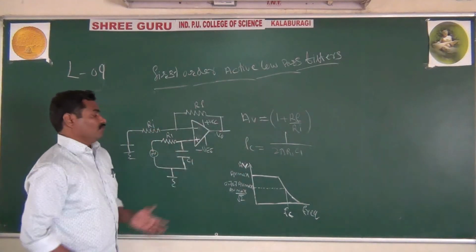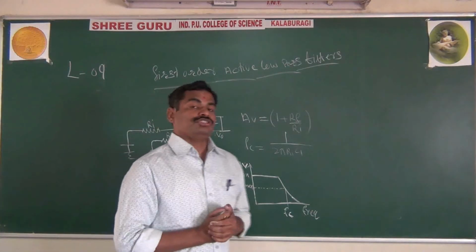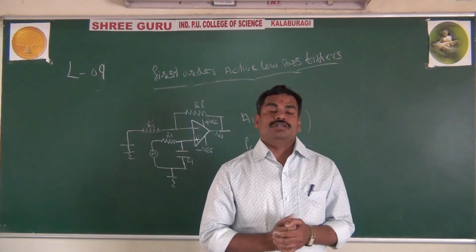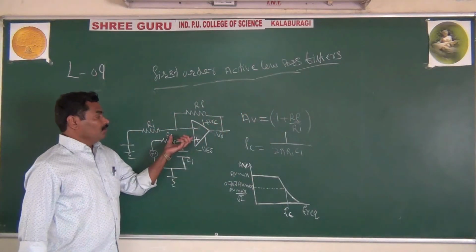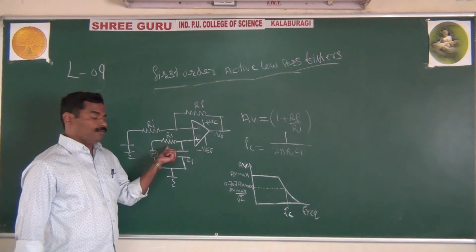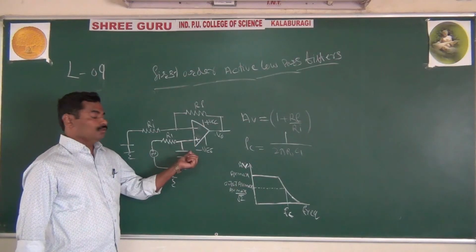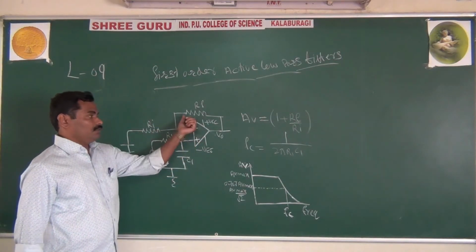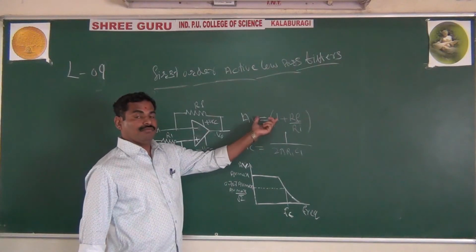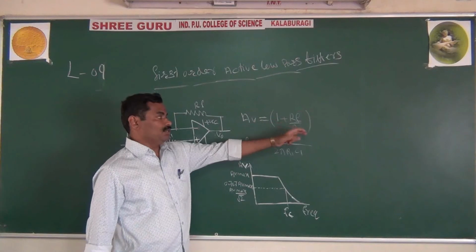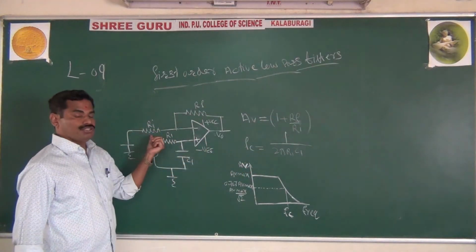Yes. So many times this question is asked for 5 marks in your exam: explain the construction and working of a first order low pass active filter. First, you have to draw the circuit diagram, and as I said, you are connecting the RC low pass filter to the non-inverting terminal, and your R1 and RF will give the gain. That depends on the feedback and input resistance values.